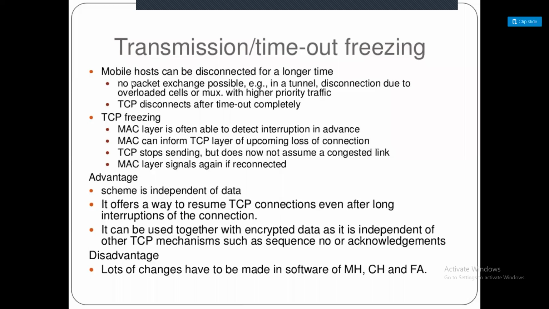My point is, I'm repeating once again, the mobile host can be disconnected for a longer time. In this case, no data exchange is possible, and TCP disconnects after timeout completely. After some timeout, if the disconnection still exists, then the TCP connection between the mobile host and the standard host may be completely disconnected. Now, next point. What is TCP freezing?